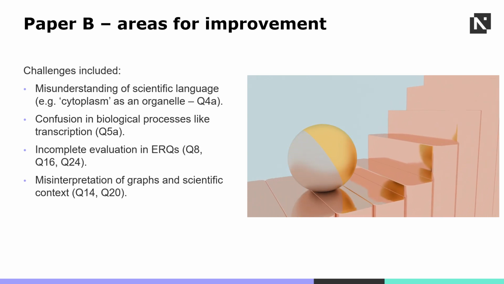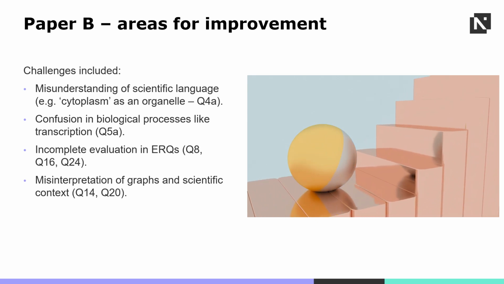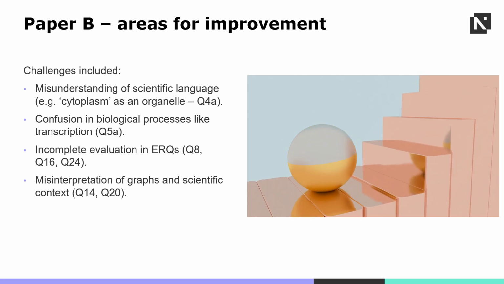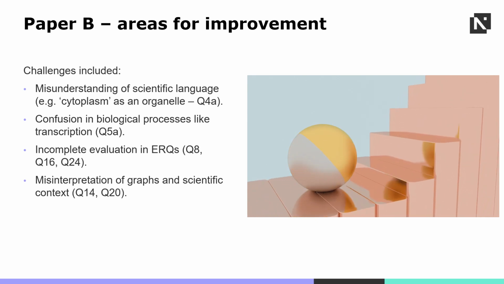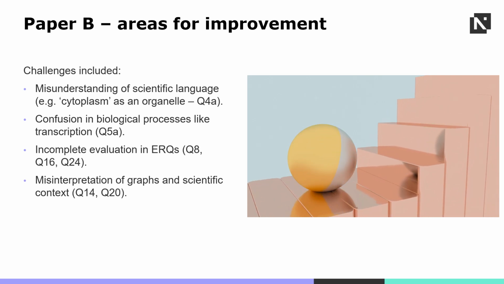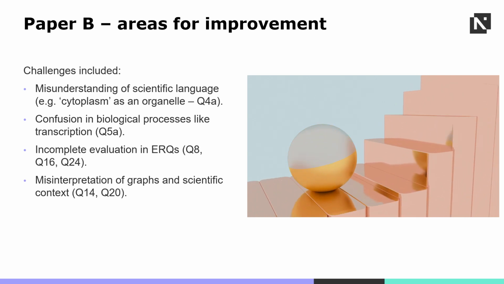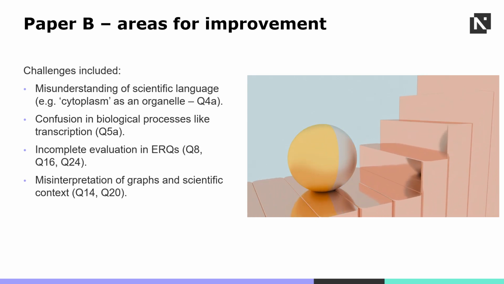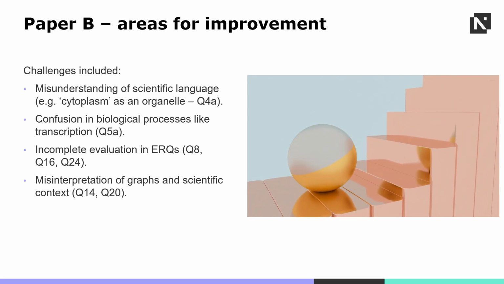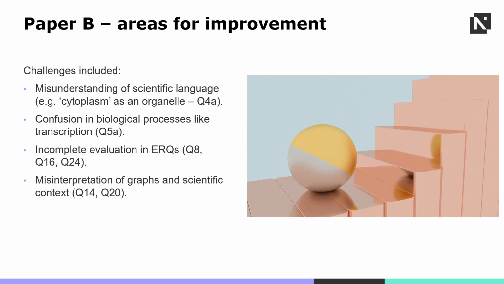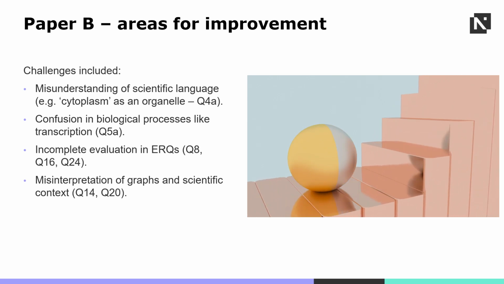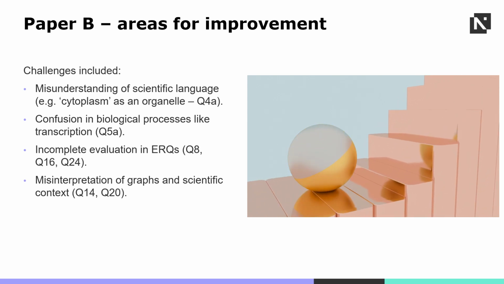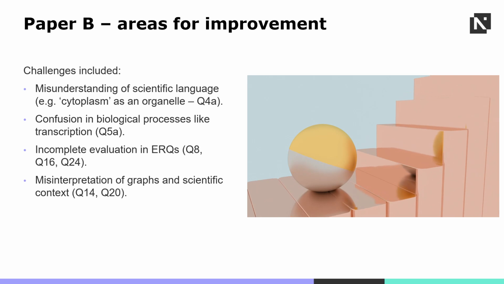Lastly, in questions 14 and 20, students misinterpreted graphs in scientific context. For example, some misread plateaus in reaction rate graphs or misunderstood the properties of waves and radiation, leading to incorrect conclusions. These areas show that while students are developing recall and basic application, they still need support in refining their analysis, language, and interpretation of data in scientific contexts.